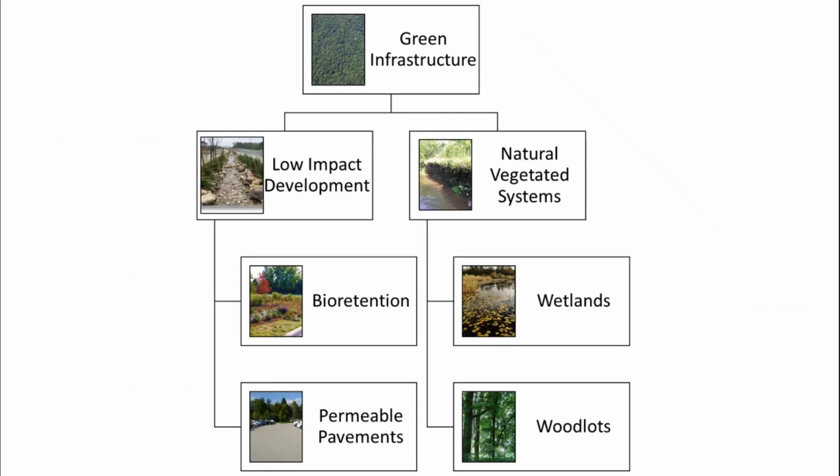We can see this even better when we break it down through this flowchart. Through green infrastructure, you can have low impact developments or engineered assets and enhanced assets, or natural vegetated systems. And you can see it broken down in each section. Under LID, we have bioretention and permeable pavements, and they help mimic, at the point source and at a lower scale, naturalized wetlands and nearby woodlots.